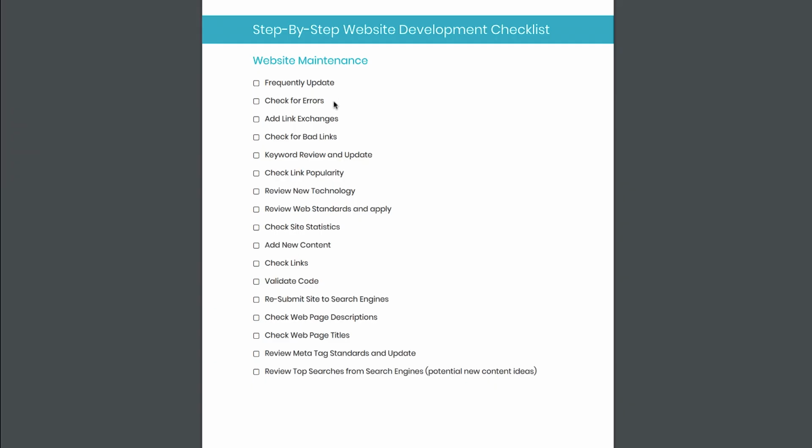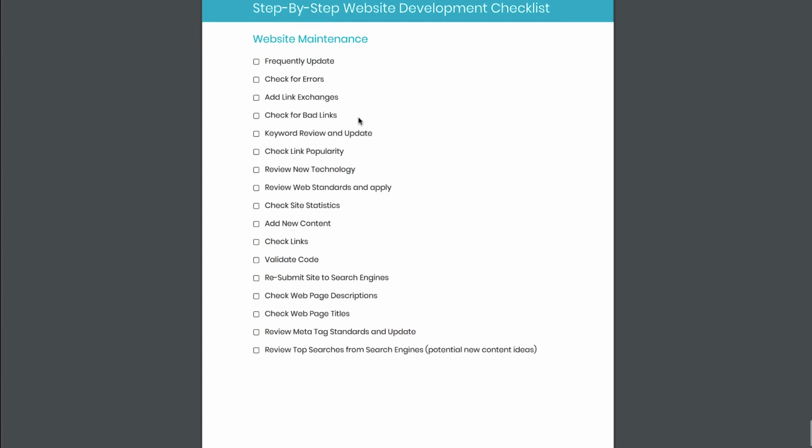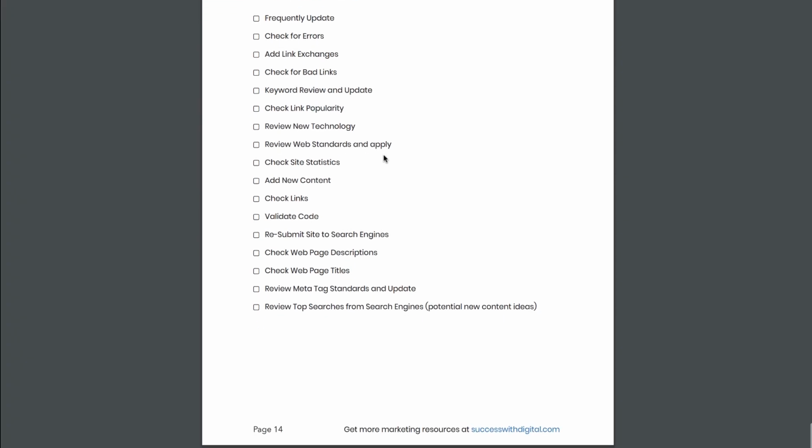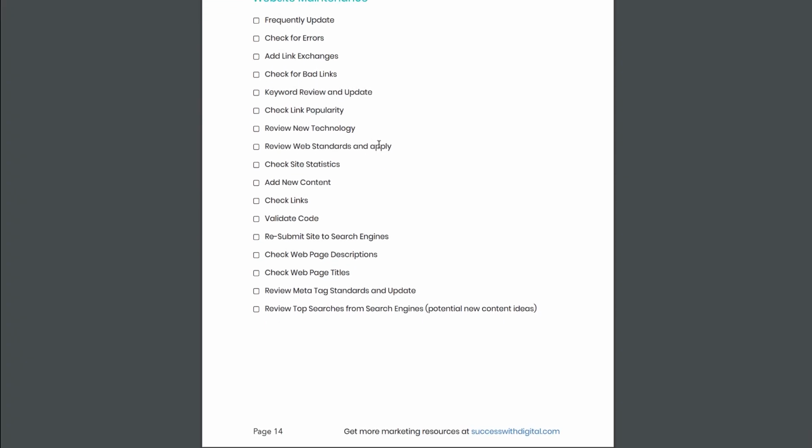If you have set up your Google Webmaster Tools, then you'll most likely get emails about errors. Hopefully not a lot, but you'll get emails about errors. And then looking for bad links, any links that are broken, keyword review and update in terms of what you want to rank for in the search engine results and what you are. And then just reviewing new technologies that have come out, reviewing web standards, and really just checking on the site statistics.